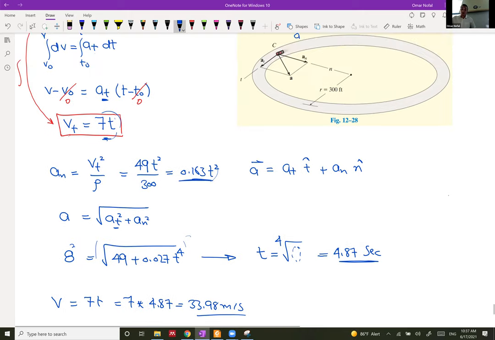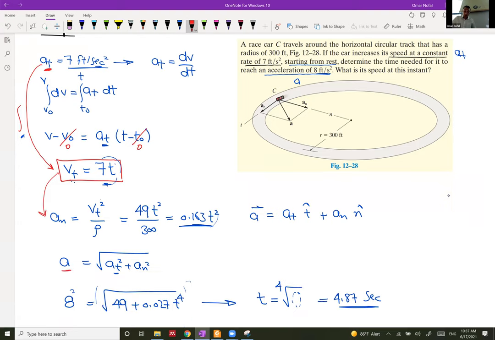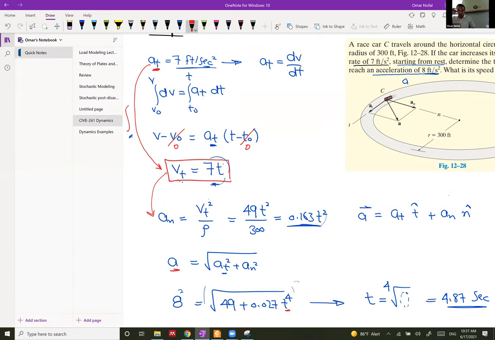So we moved from the tangent acceleration to the tangent velocity by integration, and then from tangent velocity to normal acceleration using this rule. Finally, we get the magnitude of A, and then we get to the time T. Does anybody have any question on this problem?